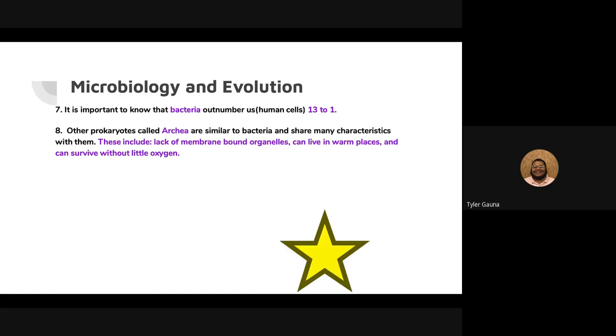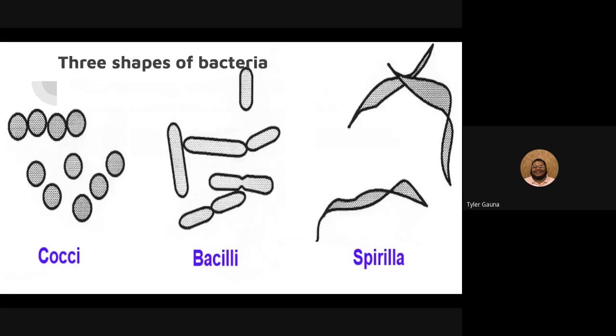Other prokaryotes called archaea are similar to bacteria and share many characteristics with them. These include lack of membrane-bound organelles, can live in warm places, and can survive with little oxygen. So these are the three shapes of bacteria. You have cocci, bacilli, and spirilla.